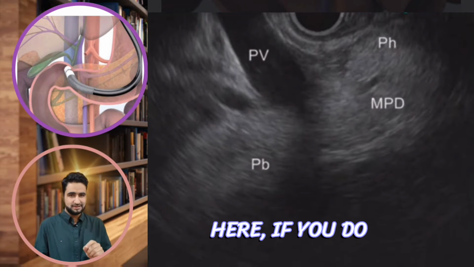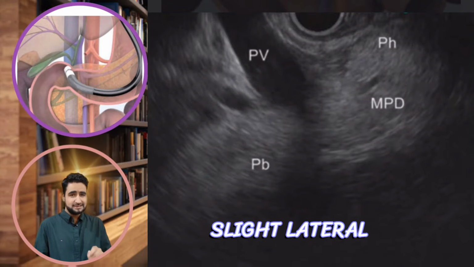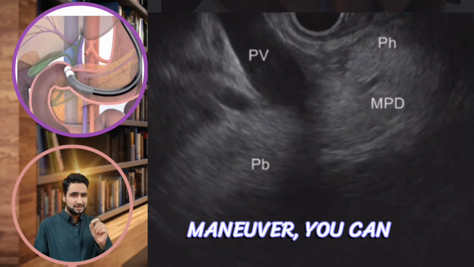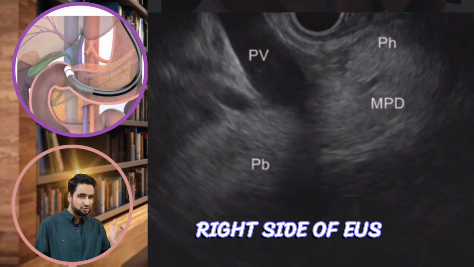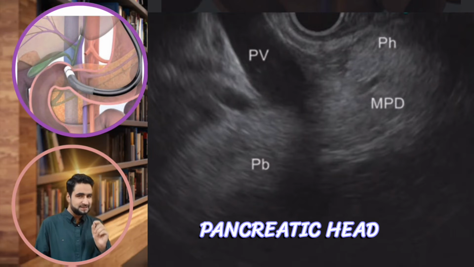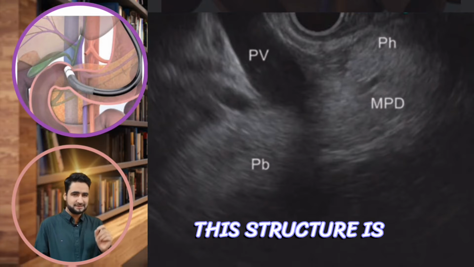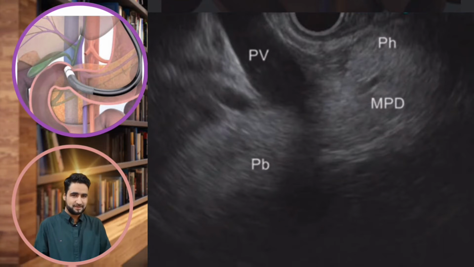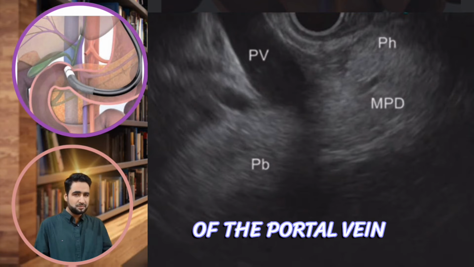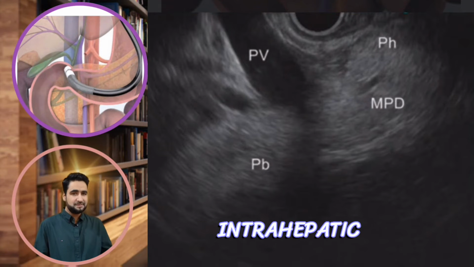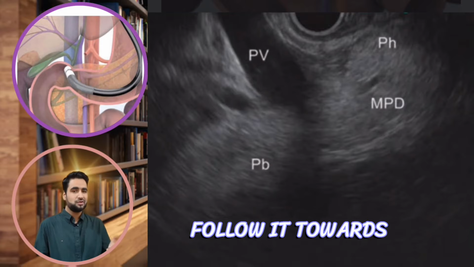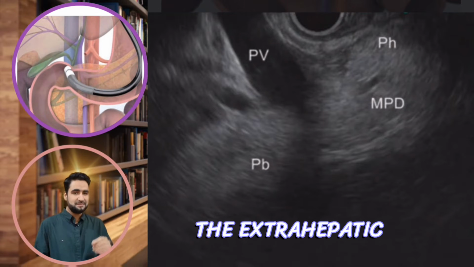At this point here, if you do slight lateral maneuver, you can appreciate anechoic tubular structure on the right side of EUS image within the pancreatic head. This structure is main pancreatic duct. If identification of the portal vein is difficult, first identify the intrahepatic portal vein and follow it towards the extrahepatic side.